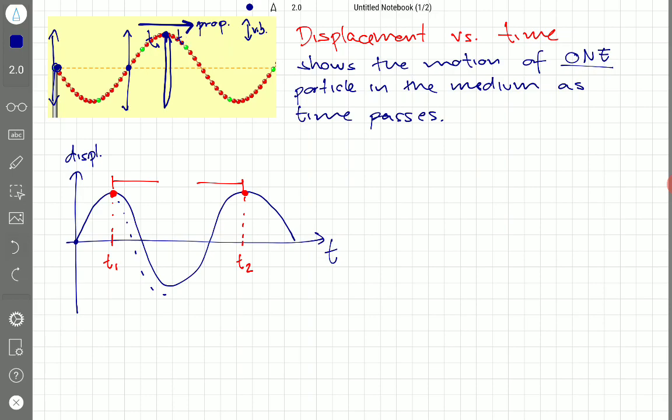Now, what is the time that a particle will take to start at the top, go down and go up again to the same point where it started? Well, that time is what we call the period. So it's interesting to see that in this graph, the distance between a maximum and the next maximum is actually the period. The reason is that this is a graph representing just one particle. We're not looking at the wave itself, we're just looking at one particle along the wave.